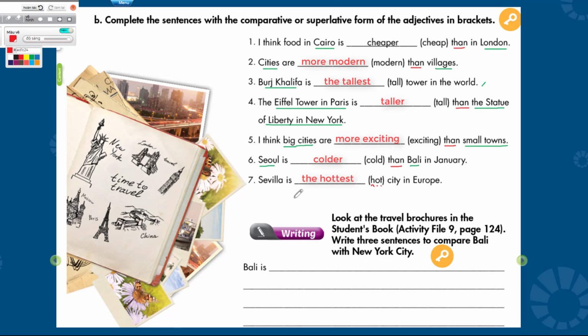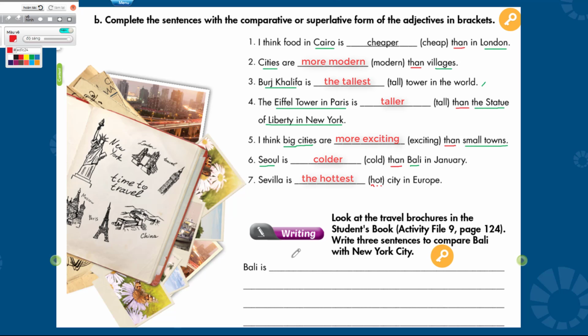Ok, very easy, right? Tại vì ở đây nó chỉ có so sánh hơn và so sánh nhất. Ok, nó chỉ có hai dạng so sánh hơn và so sánh nhất. So sánh hơn thì trong đó luôn luôn có từ than. Như vậy trong câu mà không có từ than thì là so sánh nhất, right?